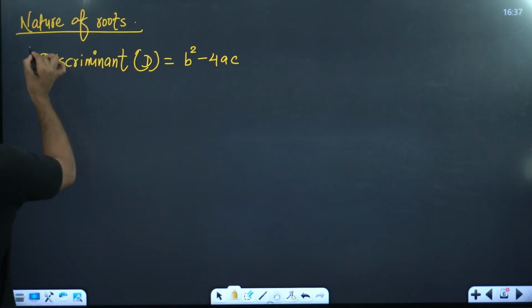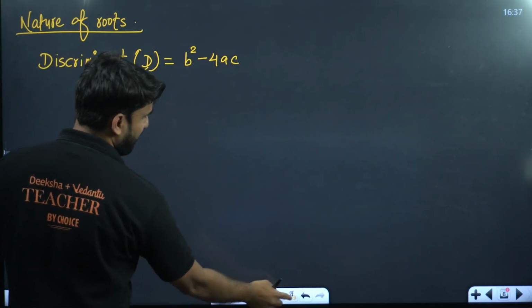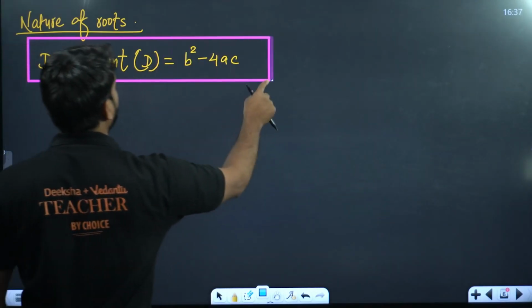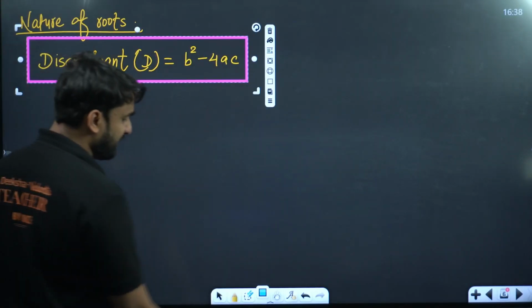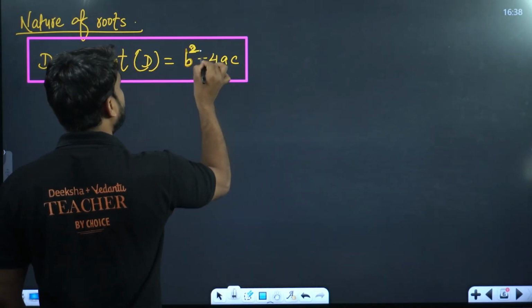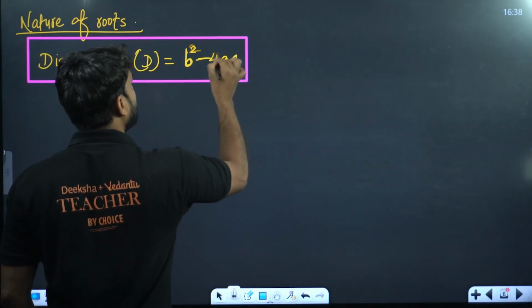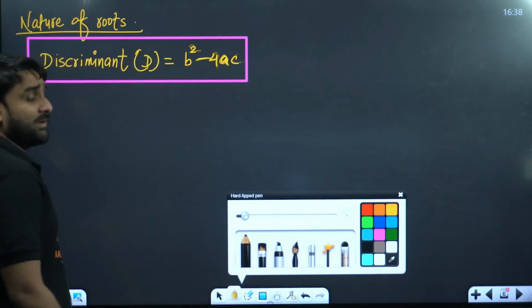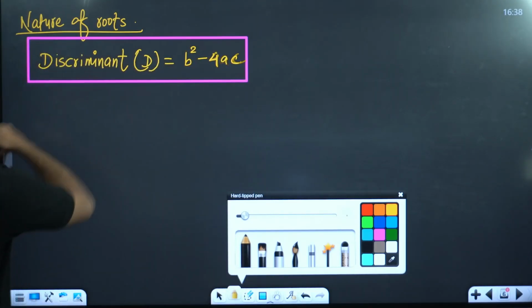Very powerful formula, dear champions. Please keep it in mind. This is b square minus 4ac. Very important formula. Right? So, now moving ahead.